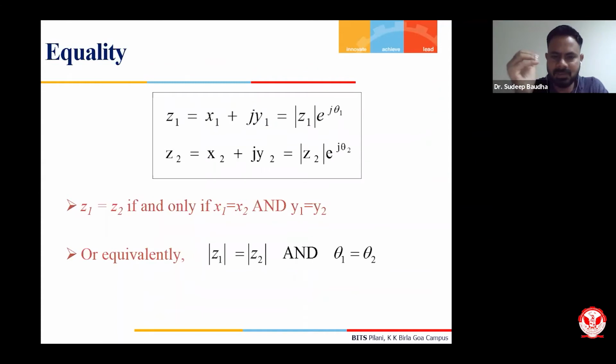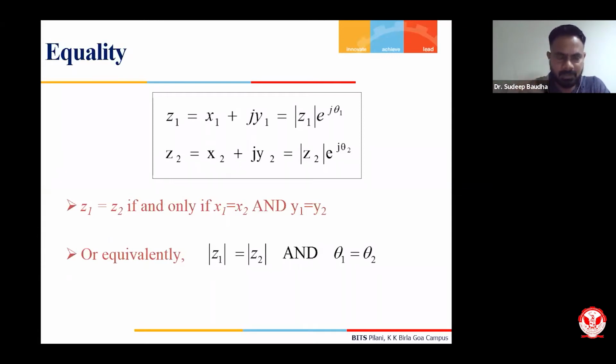So let us start with the theorem of equality. Suppose z1 and z2 are two complex numbers, x1 plus jy1 and x2 plus jy2. Then these two numbers are equal if and only if x1 equals x2 and y1 equals y2. Or in polar form, the magnitude of z1 should equal the magnitude of z2 and theta 1 should equal theta 2. That is how two complex numbers will be equivalent. If any one of these properties is not fulfilled, then these two numbers cannot be equal.